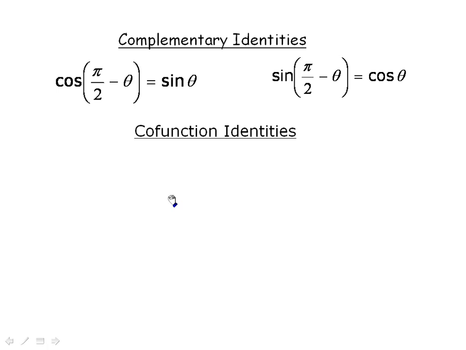And then the cofunction identities. These ones would go like this, typically. Sine of pi minus theta is equal to sine theta. Sine of pi plus theta is equal to negative sine theta. So we went through that one.